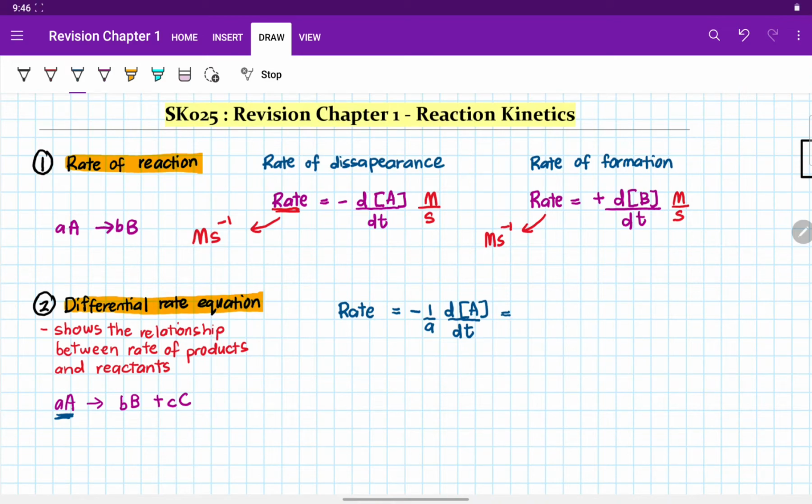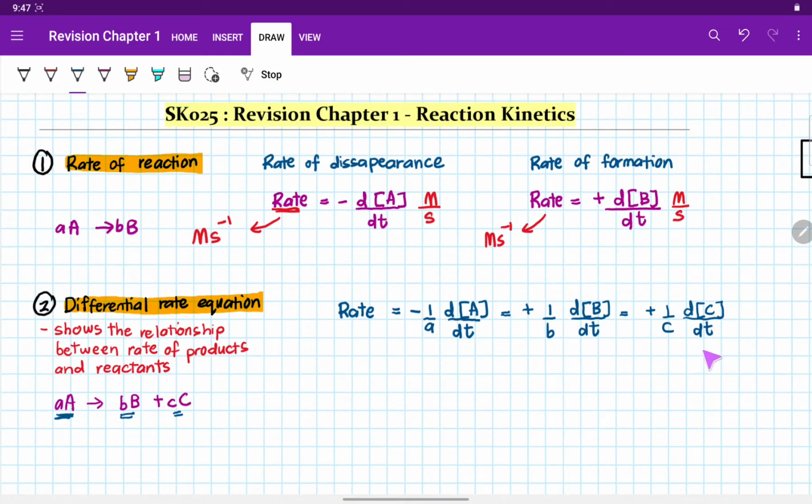Okay, so equals to, kemudian kita akan ambil untuk B pula. Sama, so since B is the product, okay, so product akan form positive. So start with positive sign. Positive, ambil coefficient dia, 1 over b, d concentration of B over dt. And do the same thing for C, equals to positive 1 over c, d concentration of C over dt. Okay, so apa yang kita akan buat dekat sini adalah for differential rate equation, kita akan gunakan, katakan maklumat yang diberikan disappearance of A.